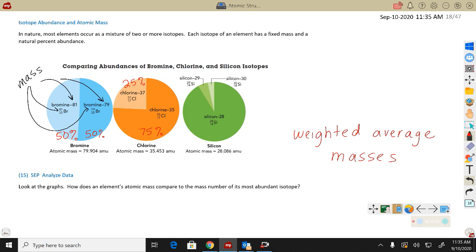Check it out. It's darn close to 80. 79.904 is the mass on the periodic table. Now that's not the mass of either isotope. There was no isotope of bromine with a mass of exactly 80, or an exact mass of 79.904 for that matter. It's a weighted average. It's a calculated mass.